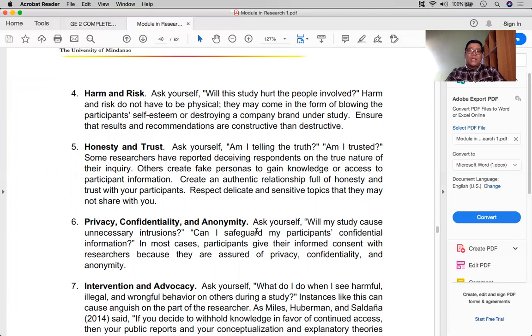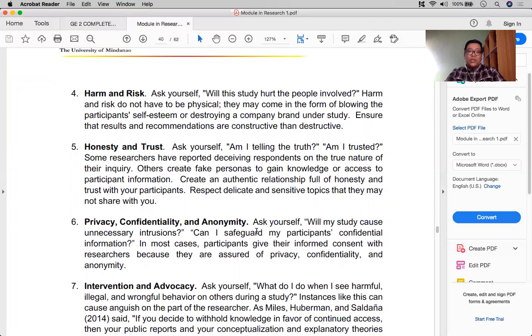Others create fake personas to gain knowledge or access to participant information. So sometimes they fake. They become a member of this organization just to have the feels of how it is to be part of it, and then secretly they write papers already. That's a no-no, okay? That's against the ethical considerations.